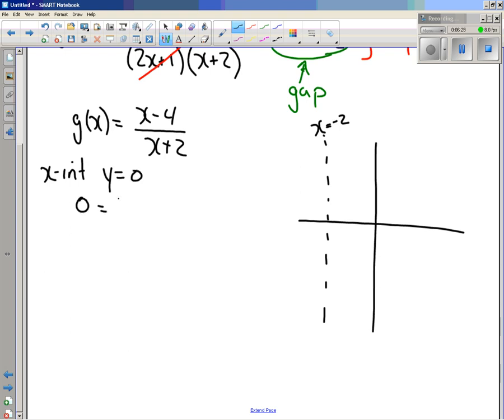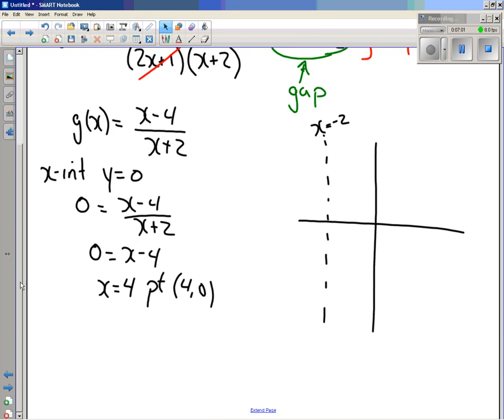So you plug it into the equation, x minus 4 over x plus 2. Multiply out the denominator. Now what's any number times 0? 0. A couple people had any number times 0 as being 1, so they'd just move the x plus 2 over. So we're going to have 0 equals x minus 4. So x equals 4. We have a point at 4 and 0. So we can go over and put that point 4 and 0.